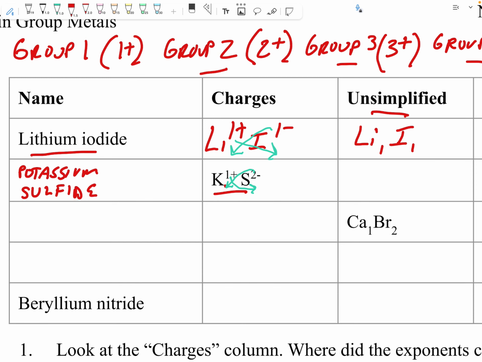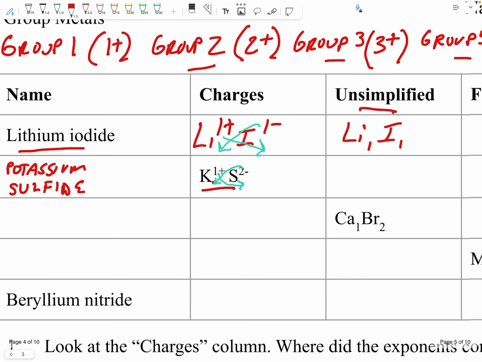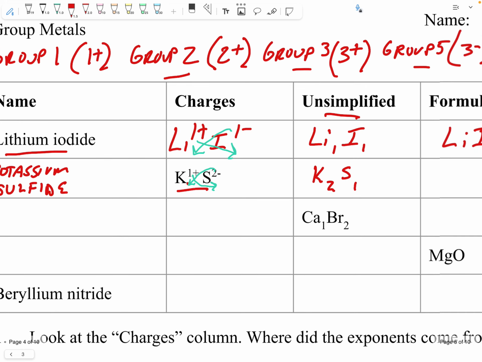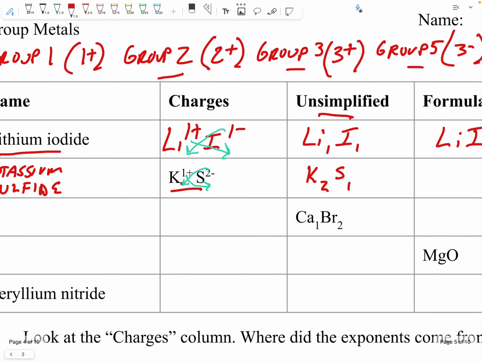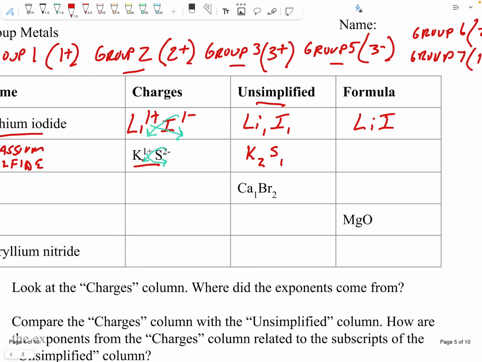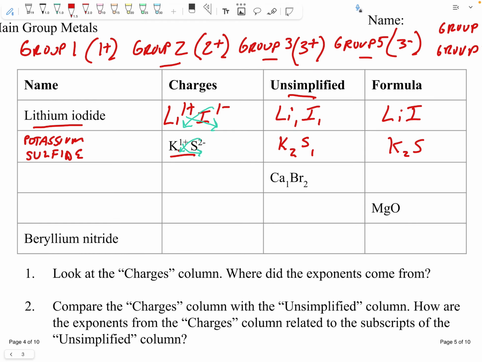So now what you're going to end up with, as an unsimplified version, because we moved those numbers, is K2S1. Now, what we can do is get rid of that 1 because we do not need it, and we can just write the correct formula as K2S. Okay? Let me do one more, and see if you can figure out the remaining 2.